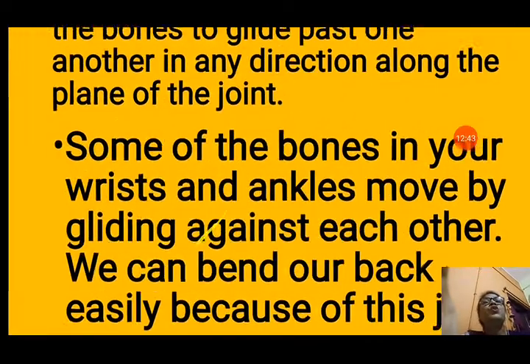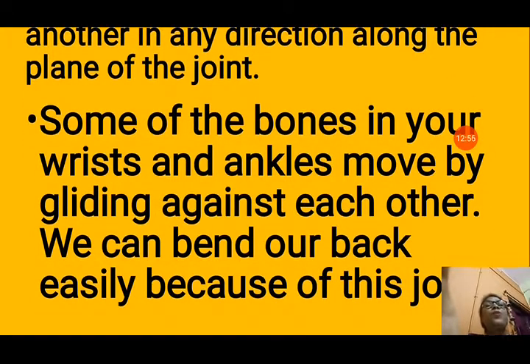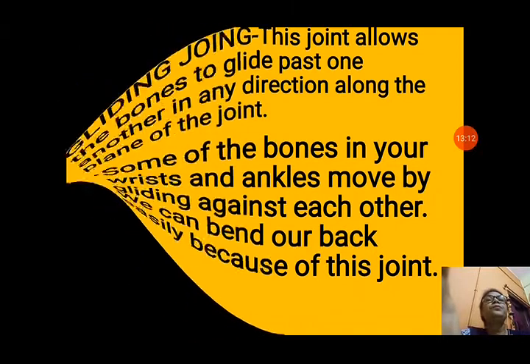Now gliding joint. This joint allows the bones to glide past one another. It is sliding over one another in any direction along the plane of the joint. Some of the bones in your wrist and ankles move by gliding against each other. Your wrist and ankles are gliding over each other. We can bend our back easily because of this joint. In our backbone also this type of joint is present, that means our vertebrae are sliding over each other. That's why we can bend our body.